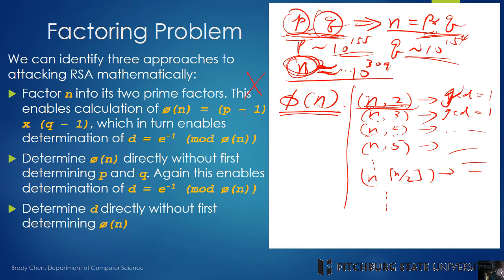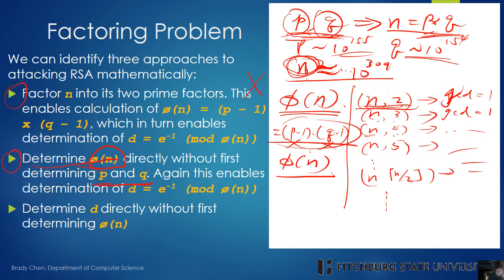So the second approach they try, if they fail to do the first approach, is to determine the phi of n directly without first determining the p and the q. If they find the p and the q, then they know the phi of n is p minus 1 times q minus 1. But because they cannot find the p or the q, they cannot determine the phi of n using the formula. So they try to determine the phi of n directly without first determining p and q, and this proves to be also computationally infeasible.